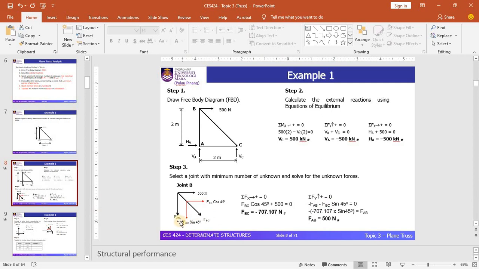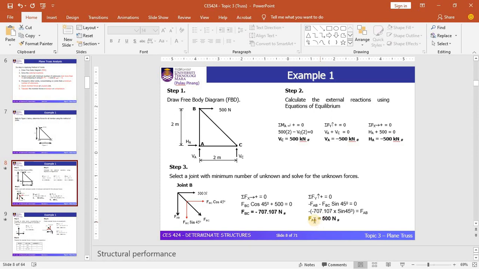Okay, so let's proceed with the vertical summation, where the summation of vertical force is equal to 0. In the vertical direction, we have FAB downwards, and we have a component of member FBC, which is FBC sin 45. Both of them have a negative sign since they are downwards. Simplifying this equation, you can see that we have solved for the internal force in member AB, which is equal to 500 Newton.